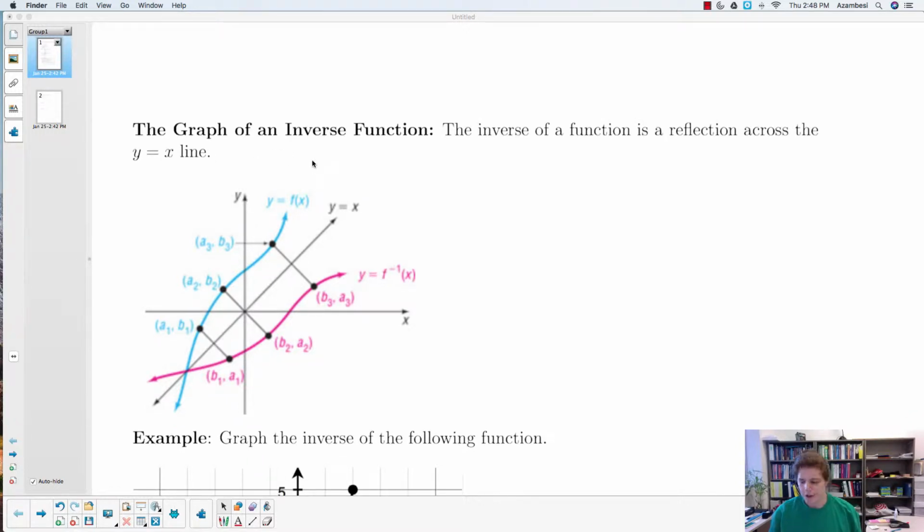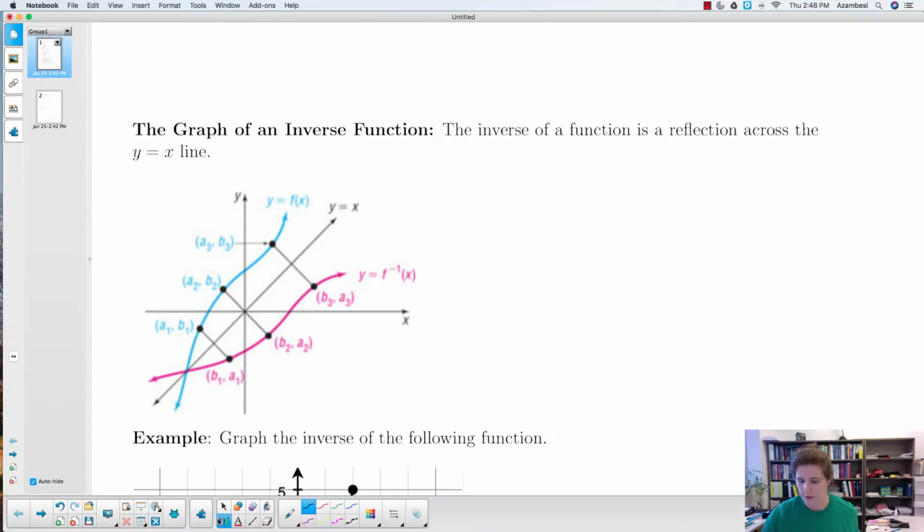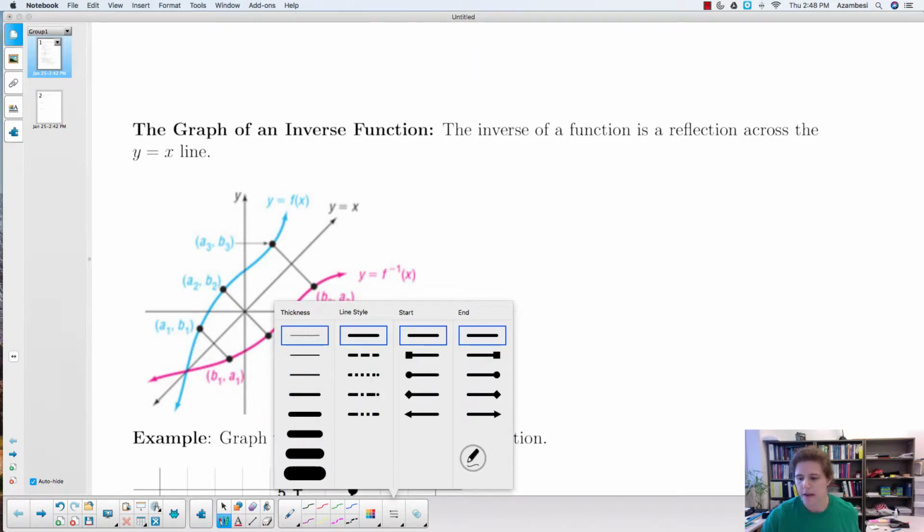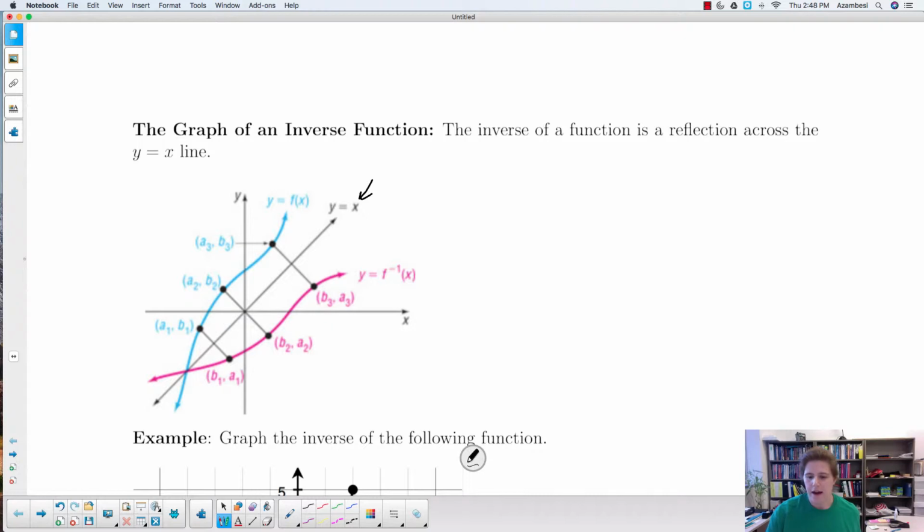So the graph of an inverse function, you have already learned how to show whether two functions are inverses based on their equations. The graph of an inverse function is a reflection across what's called the y equals x line on the graph. So this is the line y is equal to x, and if I have a point on my original function f of x, let's say the point (a, b), then my inverse function f inverse of x contains the point (b, a). So the reflection across the y equals x line means that you can swap the ordered pairs and get a point on the inverse function.